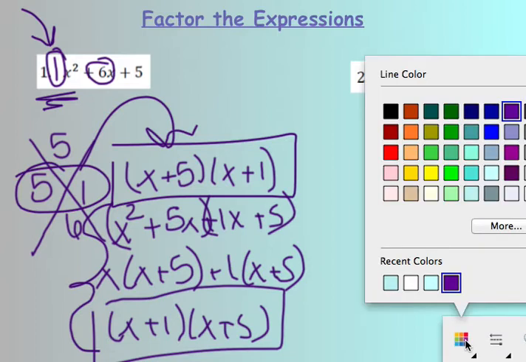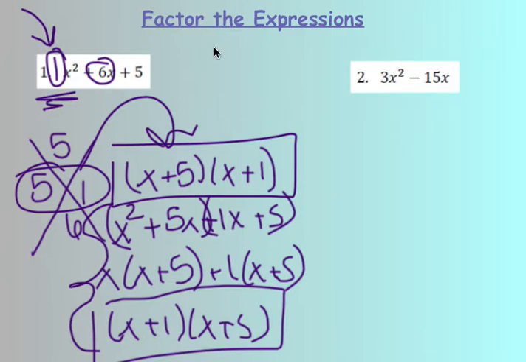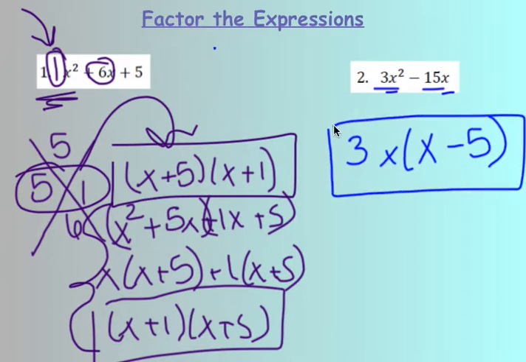Number 2 is simply a greatest common factor problem. So what divides 3 and 15? Well, that's going to be 3. What divides x squared and x? Well, that's going to be x. So I can take 3x out. So I'm dividing each of those by 3x, and I end up with 3x times x minus 5.